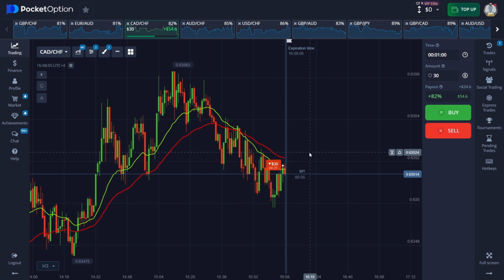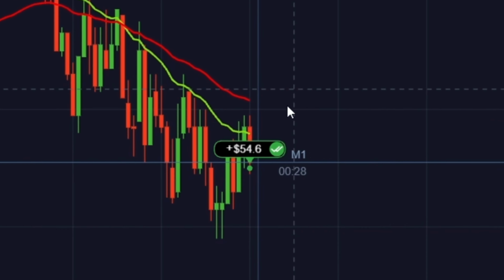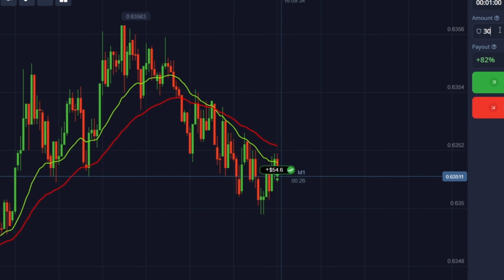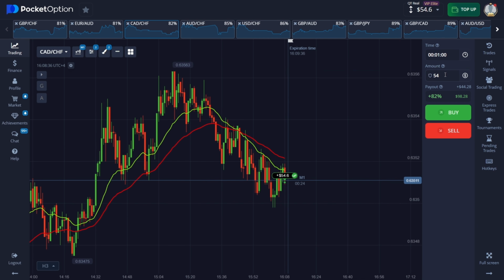The trade is currently going in our favor, but we still have 25 seconds left. Only a few seconds remaining. And we won the first trade of the compounding session. Now, my balance has increased to $54. Let's find a trade for $54 in this compounding session.